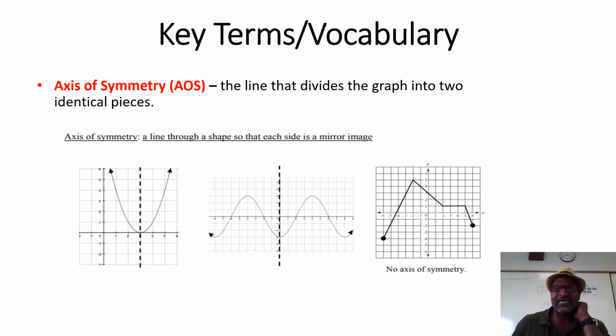You also have the axis of symmetry. This is the line through the graph so that each side is a mirror image. It divides the graph into two identical pieces. So look at that. You could fold the graph along this line and you get the same thing. So notice that the third graph is not symmetric, while this sine curve and this parabola are.